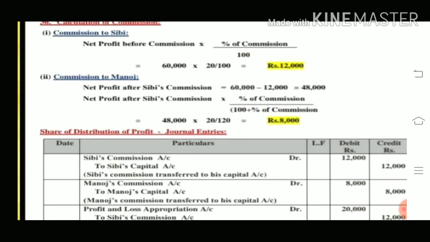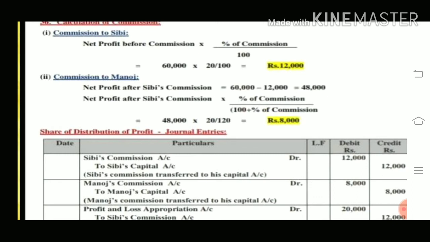Then second one, commission to Manoj. The net profit after Sibi's commission equal to, எவ்வளோ இருக்கு அவனுக்கு, Sibi கமிஷனு 60,000 இருக்கு, மைனஸ் இப்போ எவ்வளோ கண்டுபிடிச்சிருக்கான் அவன் கமிஷன், அவனுக்கு பிஃபோர் கமிஷன் 12,000. ஸோ 60,000 மைனஸ் 12,000 we get 48,000. So the net profit after Sibi's commission 48,000. Next, Manoj commission. Net profit after Sibi commission multiplied by percentage of commission divided by 100 plus percentage of commission.